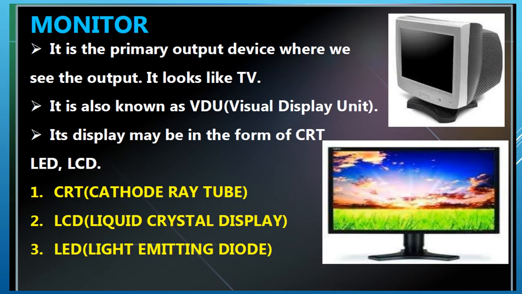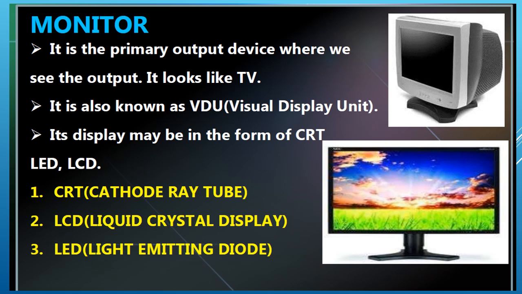Next is the monitor. What is a monitor? It is the primary output device where we see the output. It looks like a TV. It is known as VDU. VDU means visual display unit. The display may be in the form of CRT, LED, and LCD. We'll see them one by one.